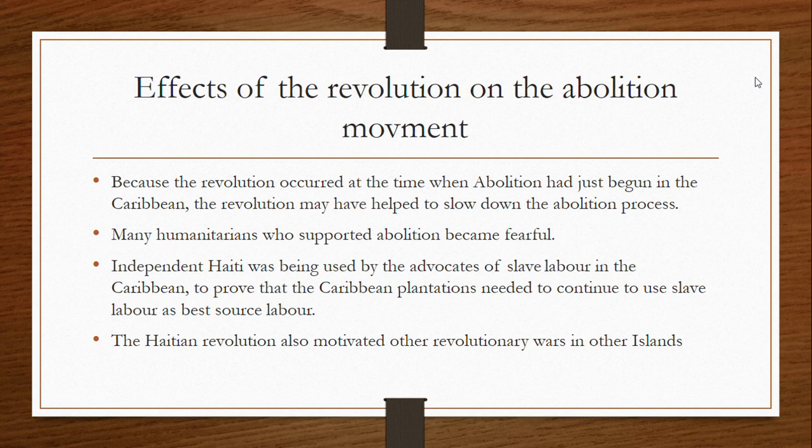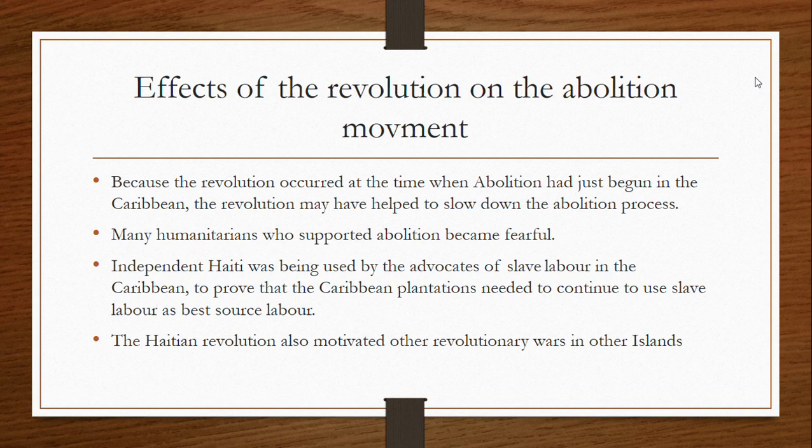Why and how? First and foremost, humanitarians who supported abolition became fearful. They became fearful that more blacks were going to start to rebel. They became fearful that the blacks were going to become barbaric. They became fearful of the loss of life, and they became fearful of the fact that just as Haiti collapsed, other colonies might collapse.